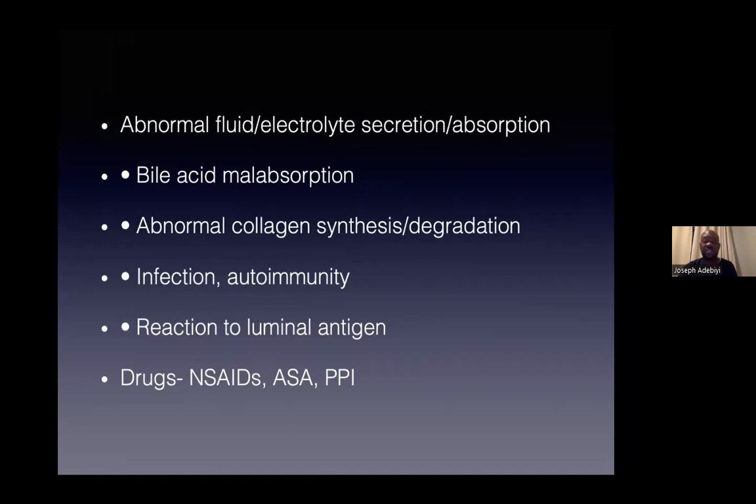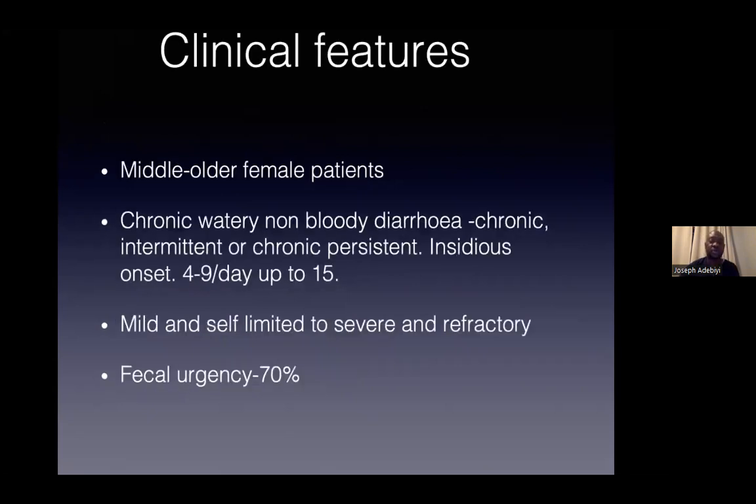Certain patients with certain infections have also been shown to be involved in the pathogenesis of microscopic colitis, and then with drugs as well. So how do those patients present? Typically you find a middle-aged or elderly female patient who would present with chronic watery, non-bloody diarrhea.